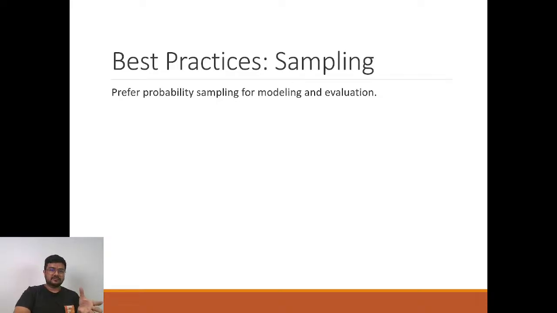So again, we always have to use the best practices for sampling. And one such best practice is to prefer probability sampling for modeling and evaluation, because we have various biases. If we have some time complexity involved, some time-bound problems, or huge or very close deadlines to follow, we can go for non-probabilistic sampling. But if we don't have such restrictions, it is always advisable to use probability sampling for our modeling and evaluation.